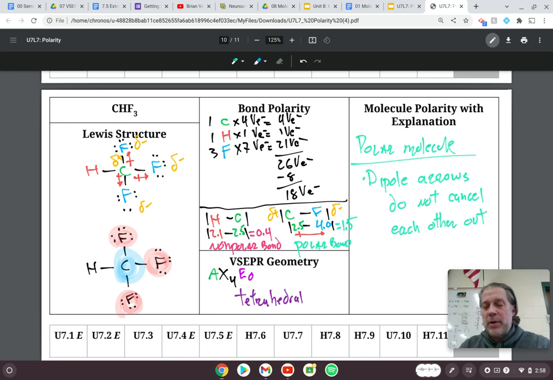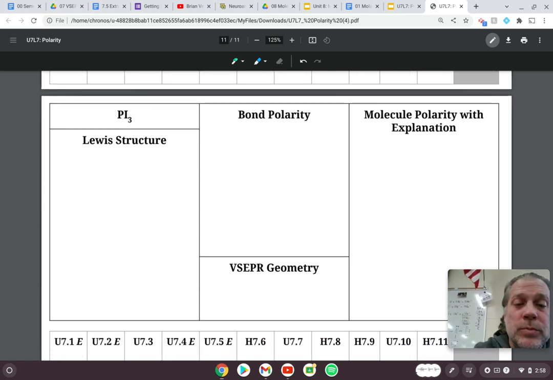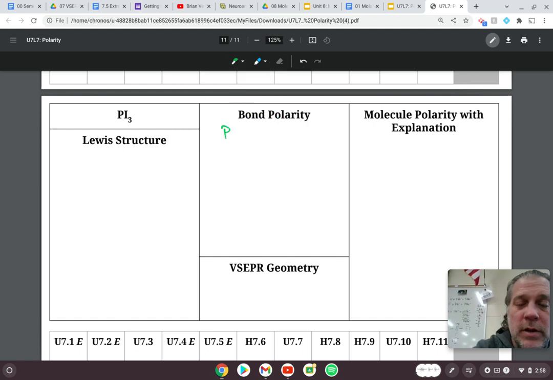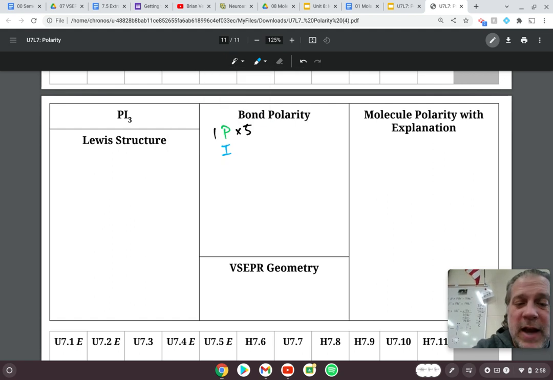All right, we have one more example I'd like to walk through real quick, and it's the PI3 structure. So I've got phosphorus and iodine, 1 phosphorus times 5 valence electrons, 3 iodines times 7 valence electrons. Add all that up and we get 26 valence electrons.